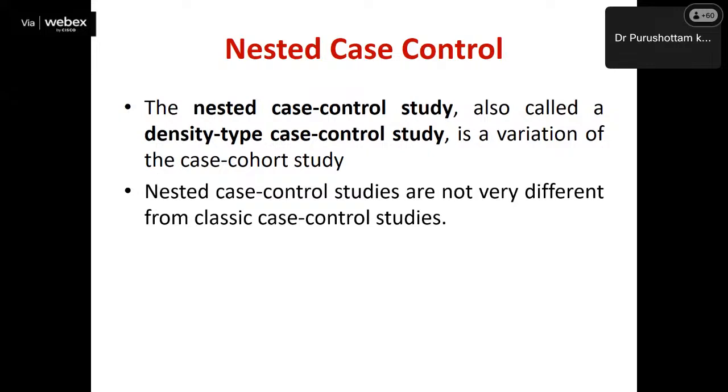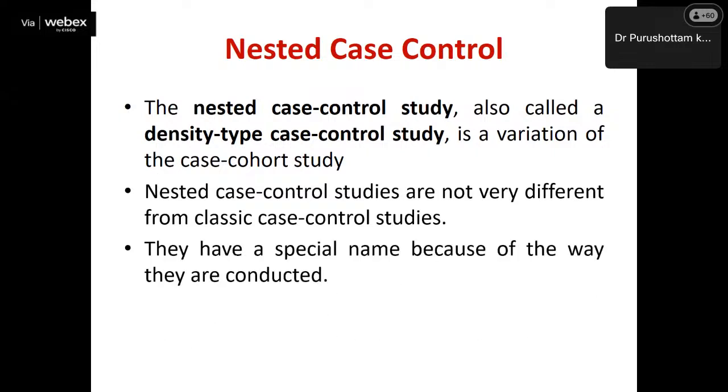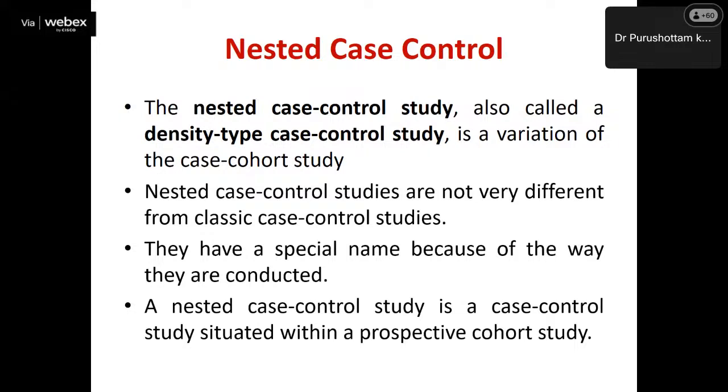Nested case control studies are not very different from the classical case control study. It is similar to a case control study, but actually the design is cohort type. They have a special name because of the way they are conducted. A nested case control study is a case control study situated within a prospective cohort study. Actually, the study is cohort, but we make a nest in that cohort and do the case control study.